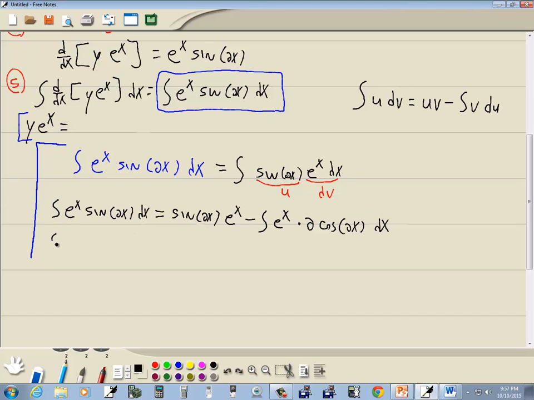Okay, now I'm going to rewrite that a little bit. So I got e to the x sine 2x dx equals e to the x sine 2x minus, and that 2 I'll bring out in front, and then I got the integral, and I'll put the cosine first, of 2x, and then e to the x dx. I'm going to apply the integration by parts again. This cosine 2x is going to be our u, and then the e to the x dx will be our dv.